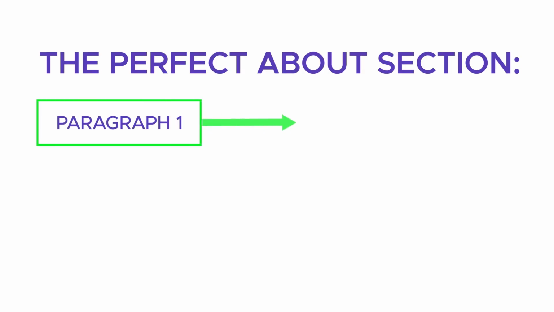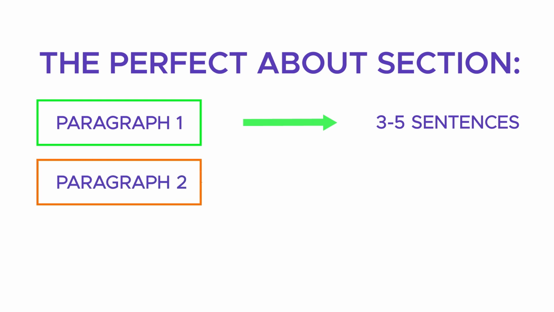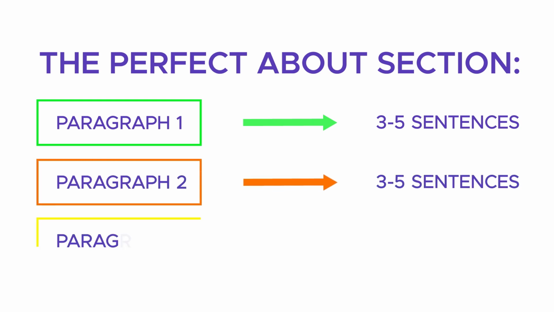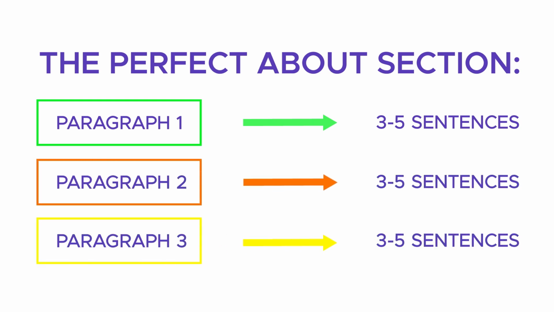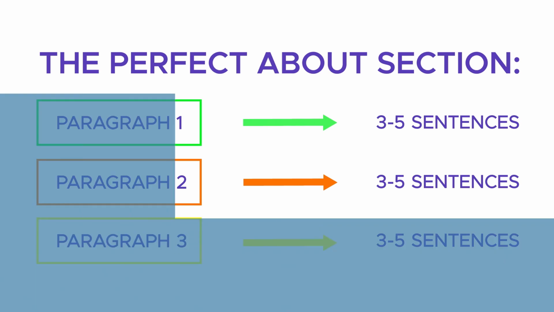Let me explain my approach, my formula to a perfect About section. I recommend 3 short paragraphs, no longer than 3 to 5 sentences each. In fact, my favorite are 3 short paragraphs, 3 sentences each. I can't get mine that short. I don't know why. I'm a very verbose person, but I do come in under the 5-sentence mark for each paragraph. Why? If it is too long, no one is going to read it.